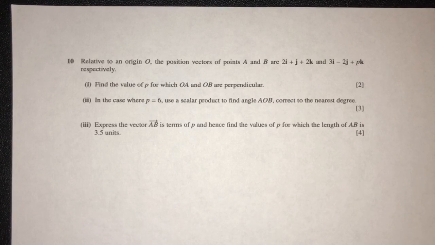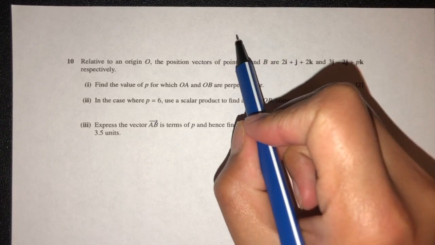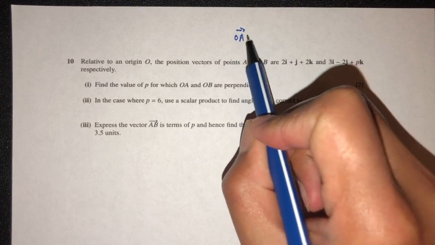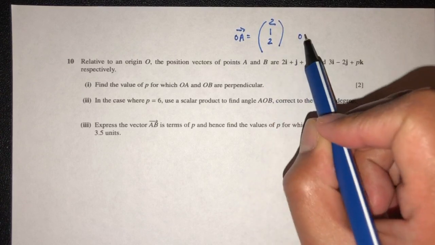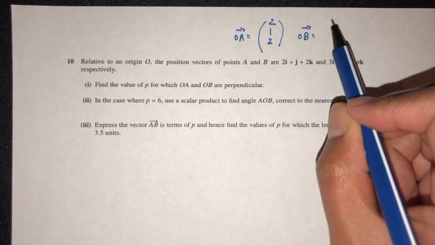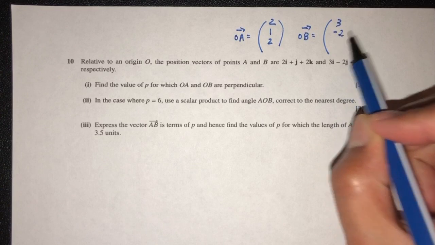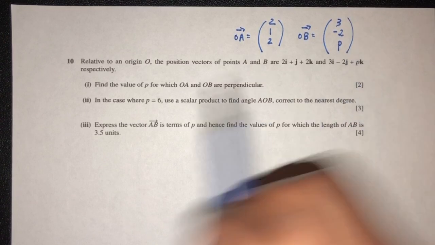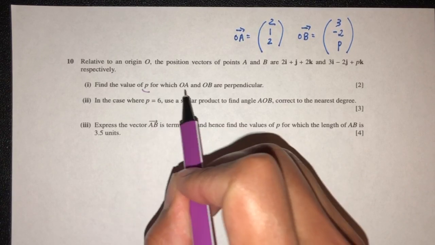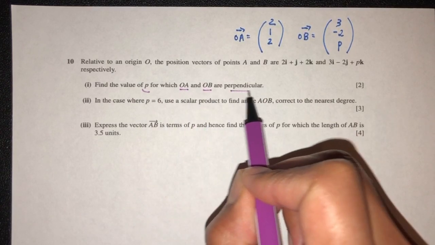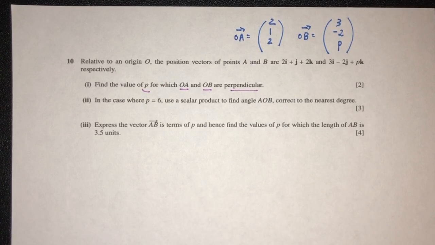Now, relative to a point O, the position vectors of A and B are given to you by these. So I can rewrite them as OA will be 2, 1, 2. OB will be 3, minus 2, P. These will be the position vectors of A and B. Now, part 1, we have to find the value of P for which OA and OB are perpendicular. It means they are at right angle. It means that the angle between them is 90 degrees.